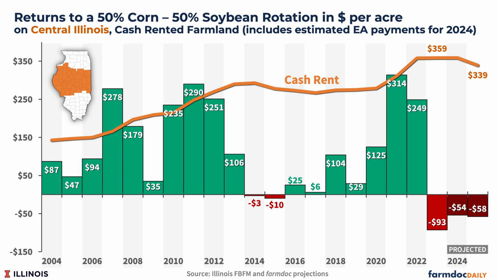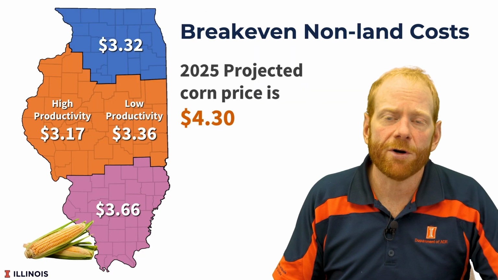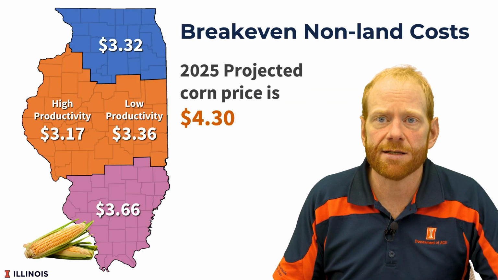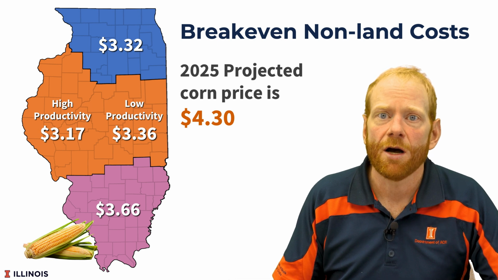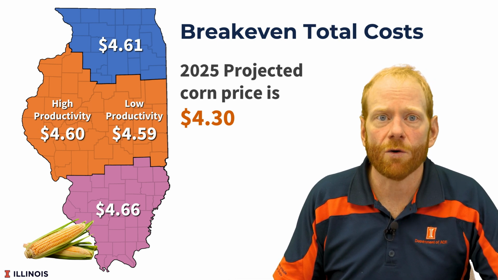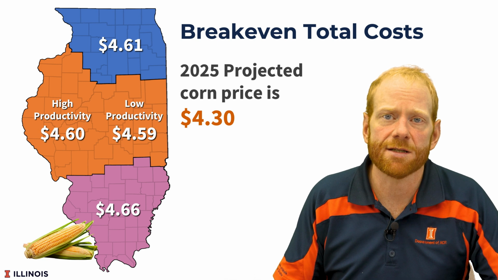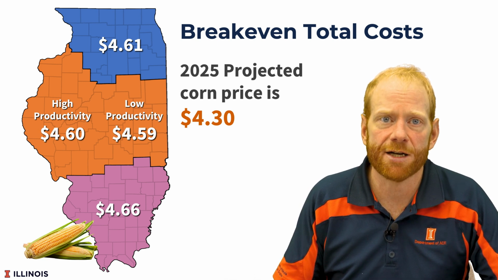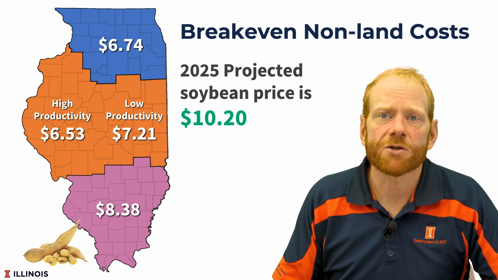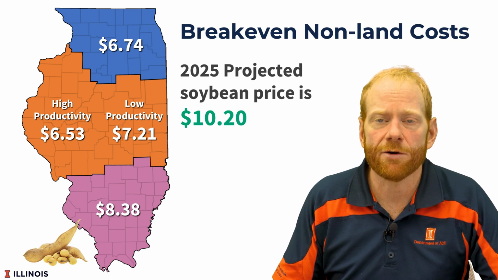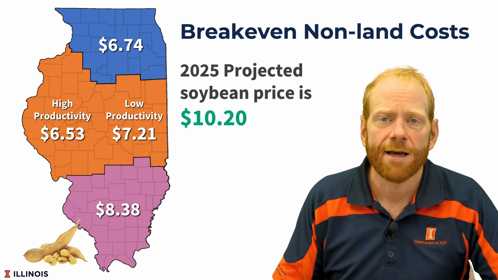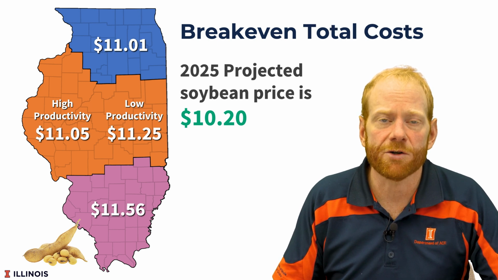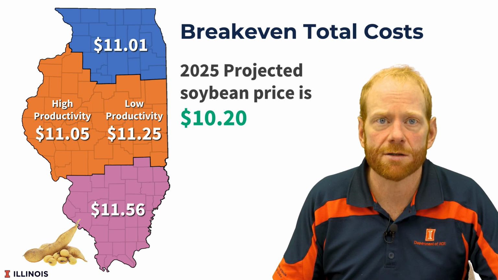Let's talk about break-even prices implied by those high production costs, assuming a typical growing season and trend yields occur in 2025. Corn prices in the range of $3.17 to $3.66 per bushel are needed to cover non-land costs, while corn prices need to be $4.60 to $4.66 to cover total costs, which include non-land costs and average cash rent levels by region. For soybeans, the range is $6.53 to $8.38 per bushel for non-land costs, and $11.01 to $11.56 per bushel for total costs.